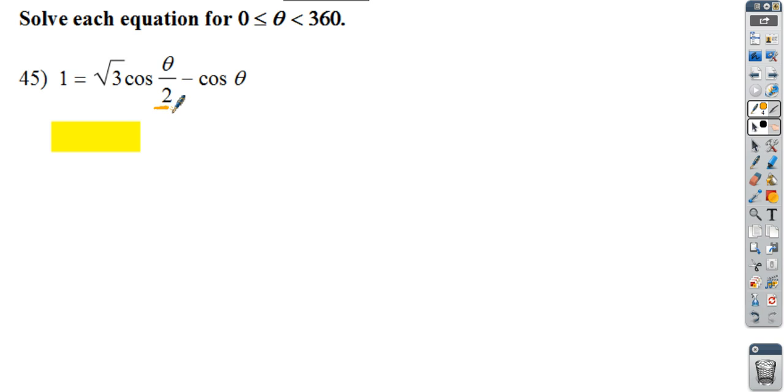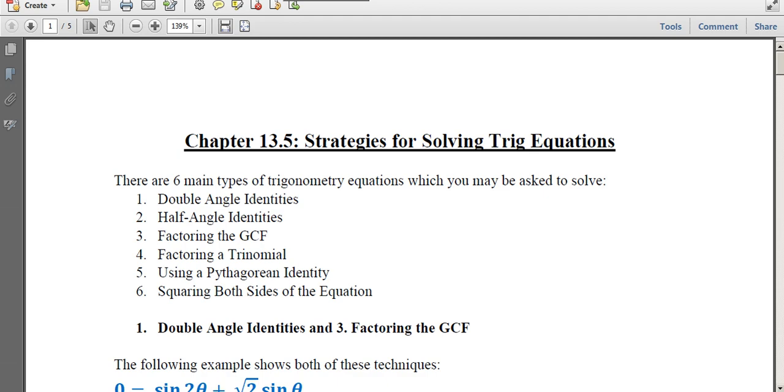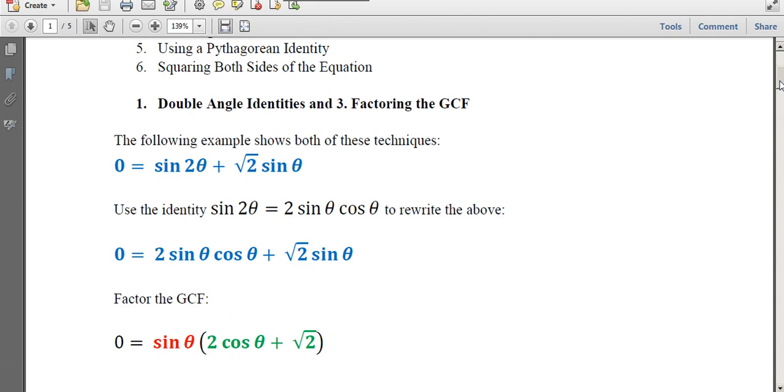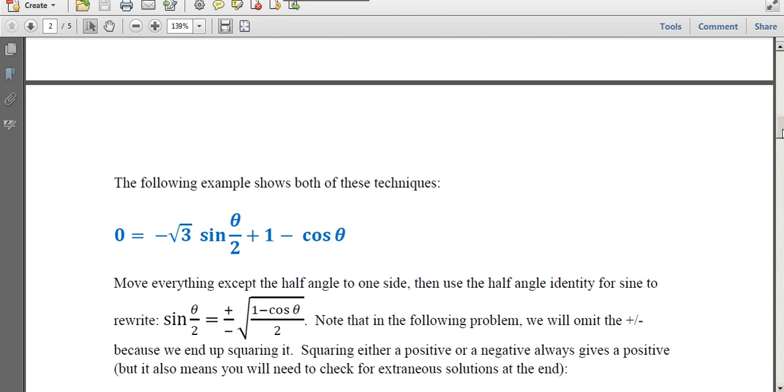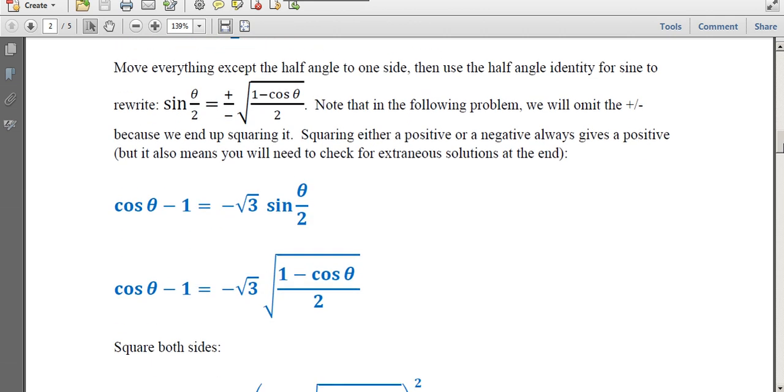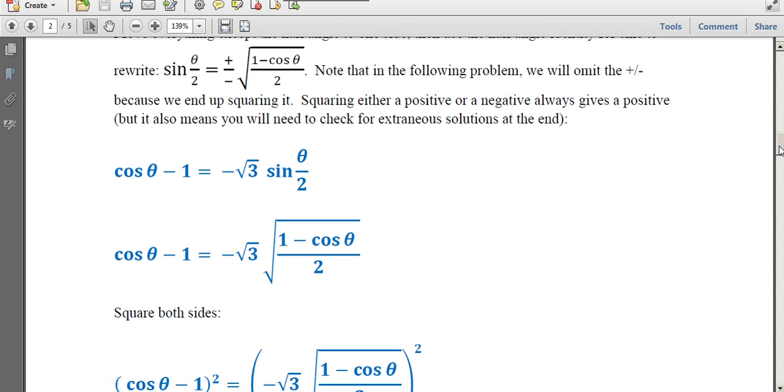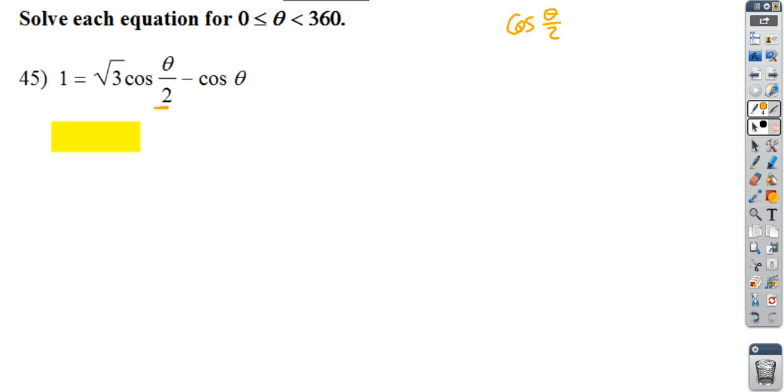Okay, so we need to know the half angle identity for cosine, and that is this one right here. Actually, they show you on this sheet. So let's go down to example 2. Half angles, they're doing sine, but it's actually cosine. The sine identity that you see here, cosine is the same, except instead of 1 minus cos underneath, it's 1 plus cos. So this is what it is. It's plus or minus square root 1 plus cos over 2.